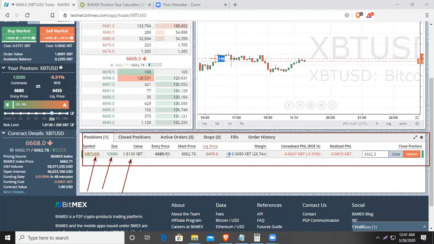This is your entry price. This is the mark price. That is the price of Bitmex that runs with its own rules, which you can read in the details. I'll show you where. This is your liquidation price. Your stop loss should not be below 64.55. Remember this. It should be above 64.60, 64.65.